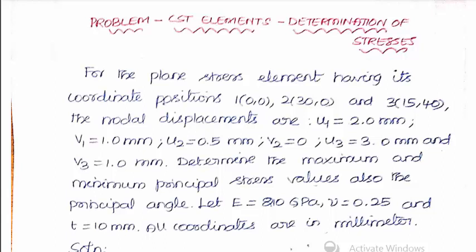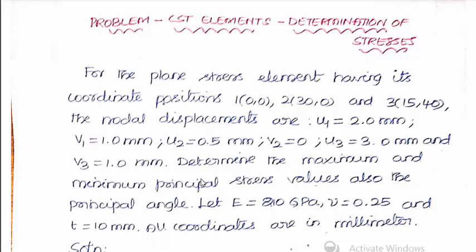For the plane stress element having its coordinate positions 0, 0, 30, 0 and 15, 40, the nodal displacements are directly given in the problem: u1, v1, u2, v2 and u3, v3. Determine the maximum and minimum principal stress values, also the principal angle. Let Young's modulus be 210 gigapascal, Poisson's ratio 0.25, and the thickness of the given element 10 mm, and all the coordinate positions are given in millimeter.